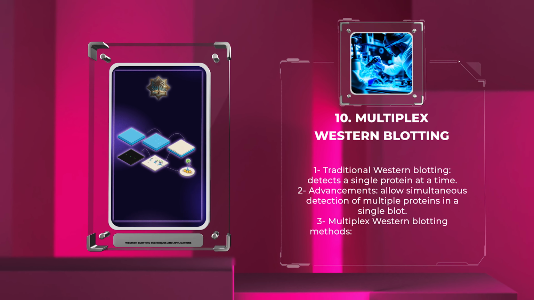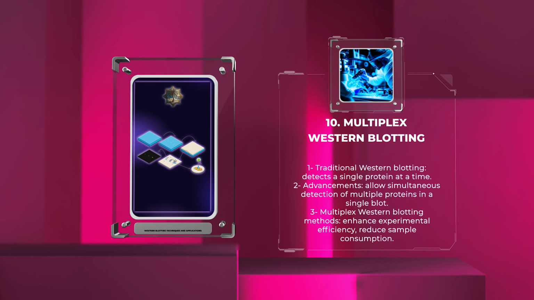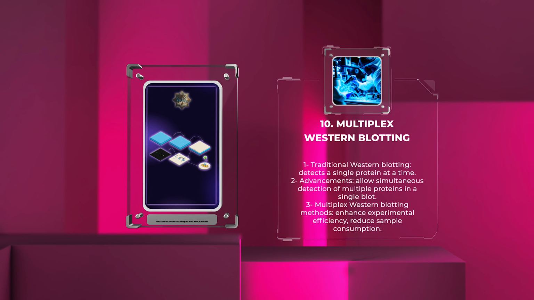Traditional Western blotting allows detection of a single protein at a time. However, advancements in antibody labeling techniques and imaging systems have enabled the simultaneous detection of multiple proteins in a single blot. Multiplex Western blotting methods provide enhanced experimental efficiency and reduce sample consumption.